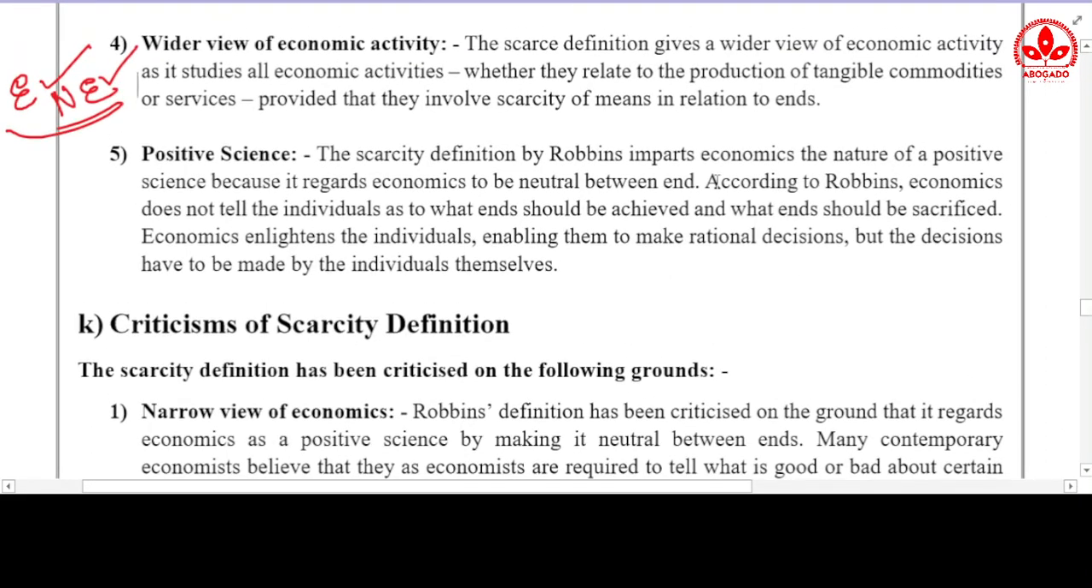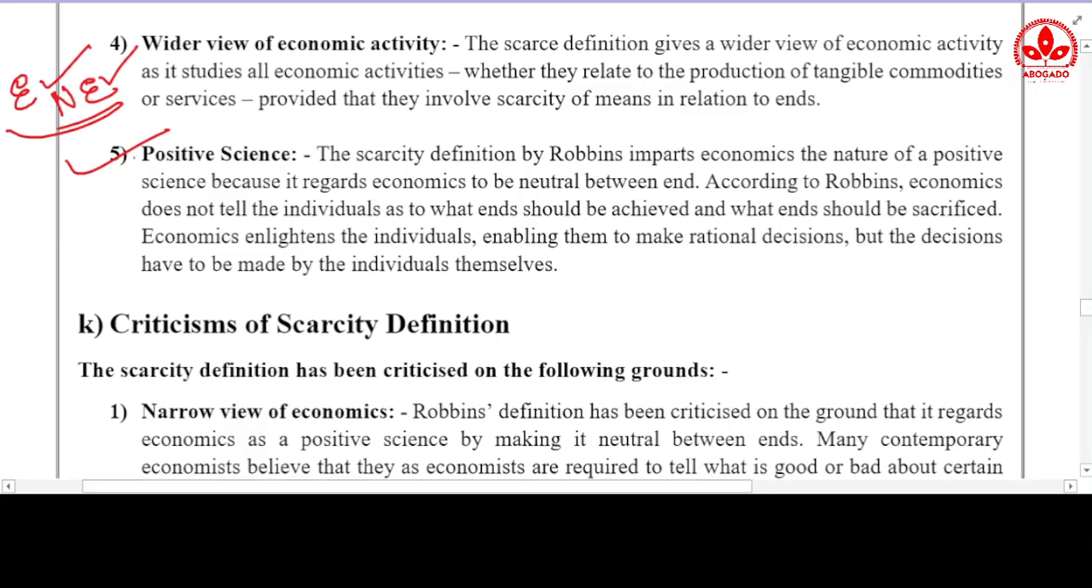Now this point, which is the positive science point, says that economics is the study of resource allocation. We have numerous wants, and in comparison to those wants, we have few resources. So how are these resources going to be allocated? That is the study of economics. But this point says that economics can only tell how the problem of resource allocation can be corrected. We can only get knowledge about the problem of resource allocation, but in reality the problem has to be solved by the normal human being only.